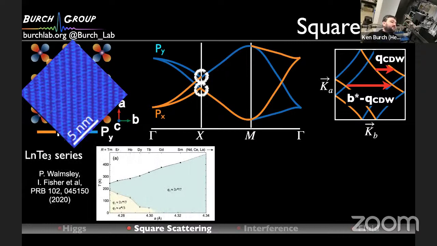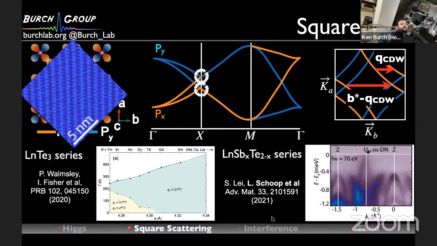Another nice aspect of this series, which has been investigated by Ian Fisher's group extensively, is you can replace the lanthanides with different rare earths, and you can actually tune quite extensively the energy scale of the CDW, and you can even reach a regime where you get two CDWs in the two perpendicular directions. And recently, Leslie Schoop, our collaborator, has shown that if you go to the LnTe2 series and you dope with antimony, you can actually dope straight to this bulk Dirac point, and the CDW then cleans up, gets rid of all of the trivial bands that you're not interested in.